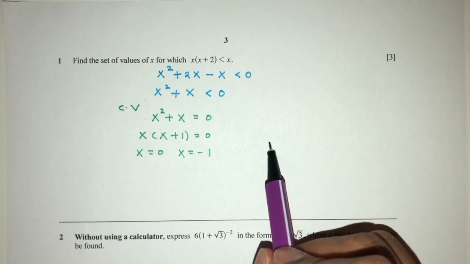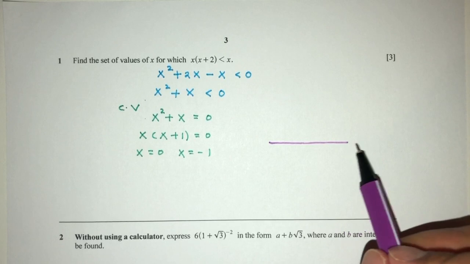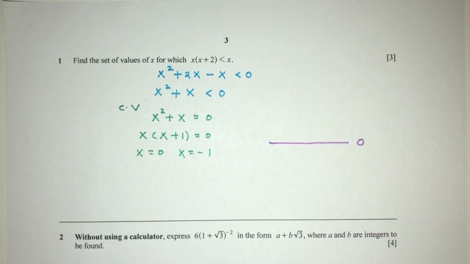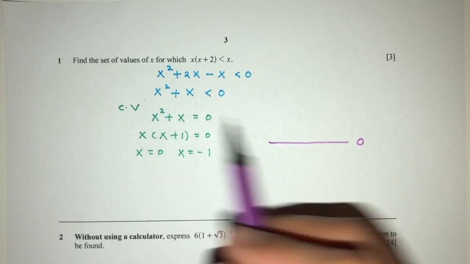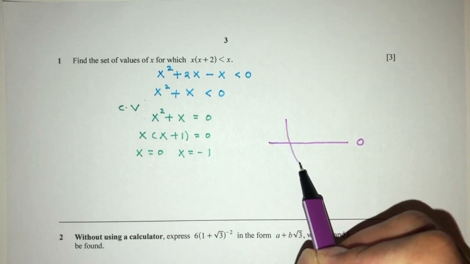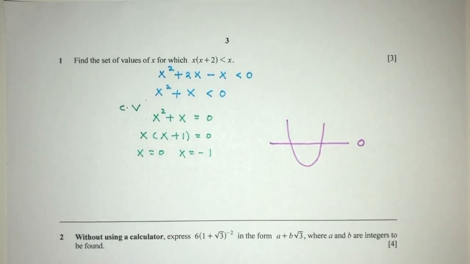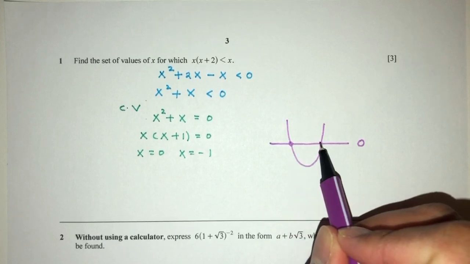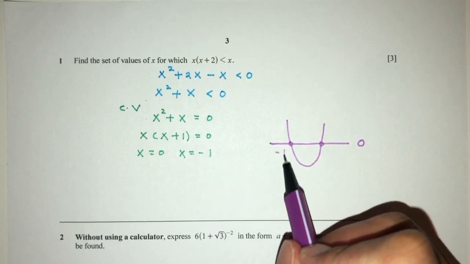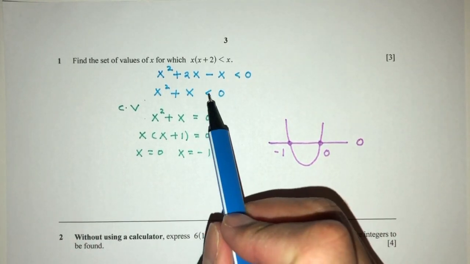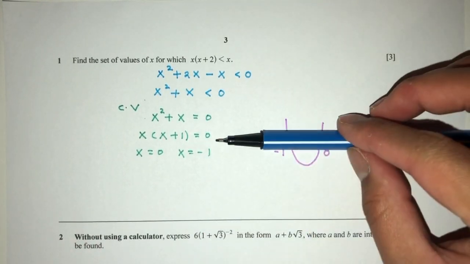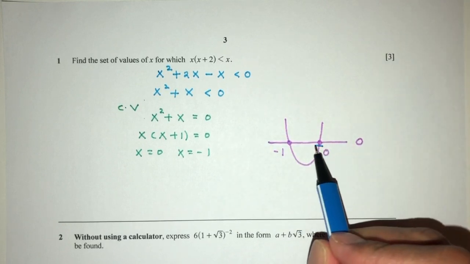We have to use these values on the graph. This is your value of 0. And because the coefficient here is positive 1, the shape of the graph will be something like this. Right. Now these 2 points are called the critical values. This is minus 1 and this is 0. Right. Now we're looking for the values which are less than 0. So below this line. So it will be between those two.